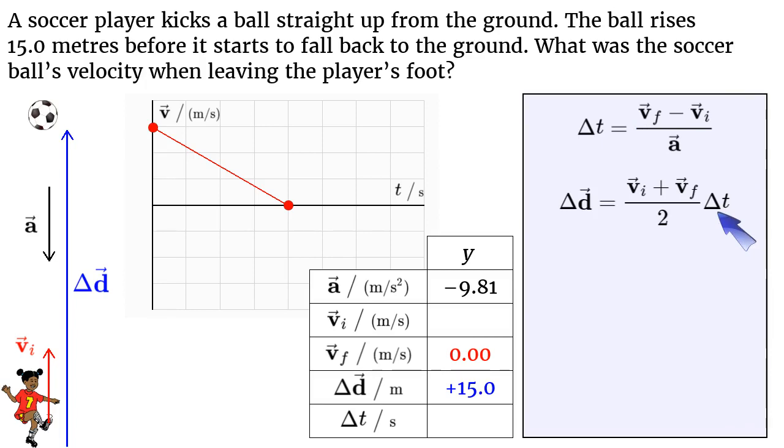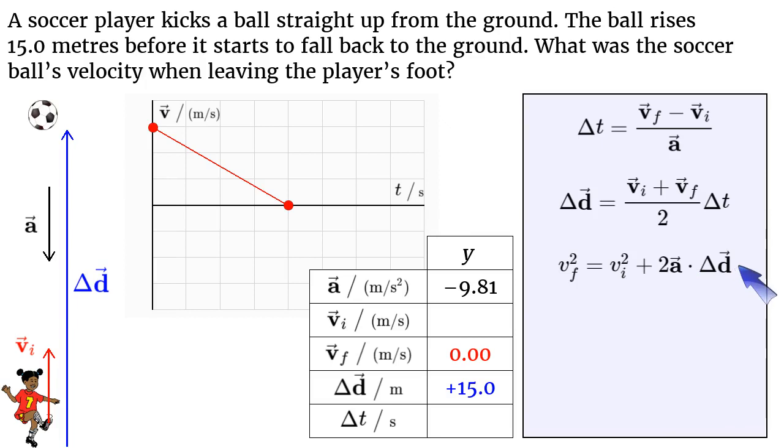Now fortunately, you don't have to do this algebra yourself. The rearrangement that we get when we combine the 2 equations is actually listed on our formula sheets. So the equation we obtain when we eliminate the time looks like this. It's v final squared equals v initial squared plus 2 times the acceleration times the displacement.